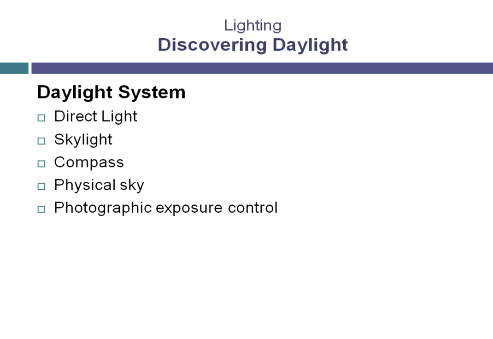You're controlling the amount of light that the mental ray rendering engine is exposing to the camera. That's all done with photographic exposure control. All of this is part of the daylight system in 3ds Max that we will use in our exterior scene.